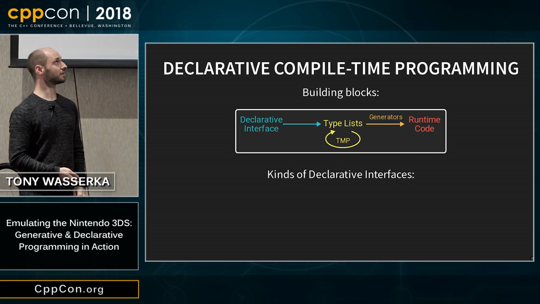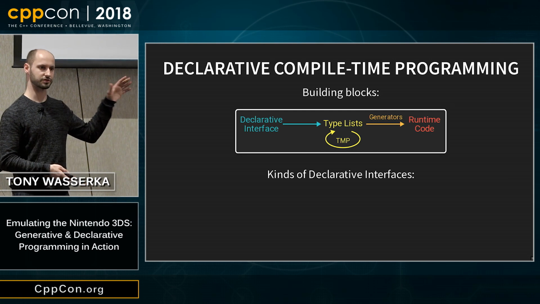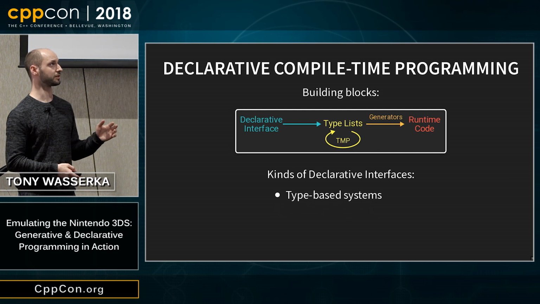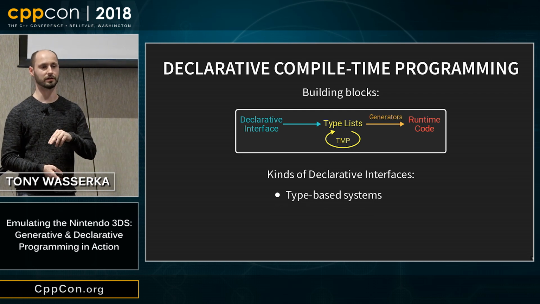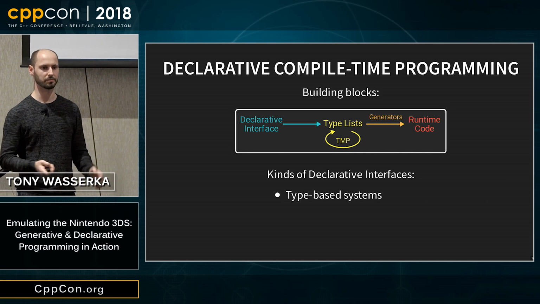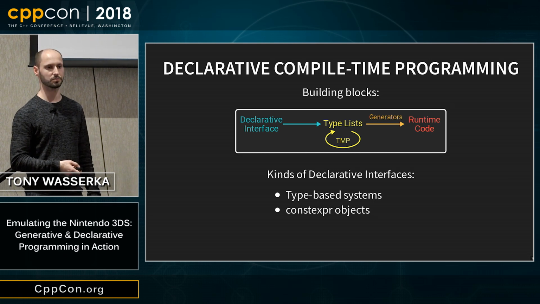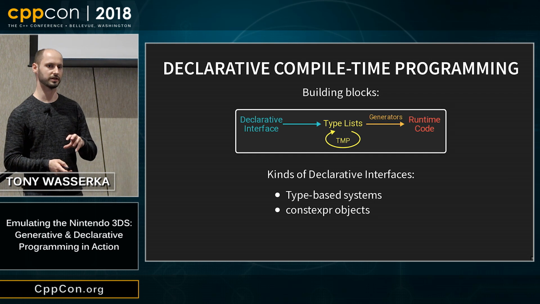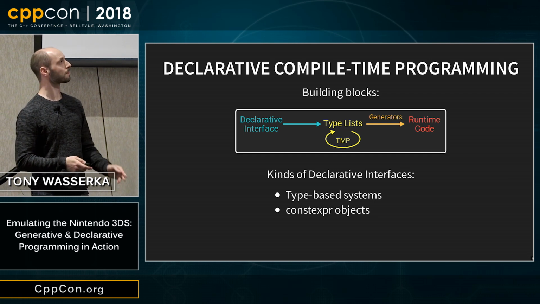And you can use this using different kinds of declarative interfaces. The one I've shown you before is just one example of type-based systems. You might just have a plain type list as well, or you might go full-blown by using domain-specific languages or expression templates. You might also use things like constexpr objects. For instance, I'm using constexpr lookup tables in a different project to automatically generate virtual memory mappings.